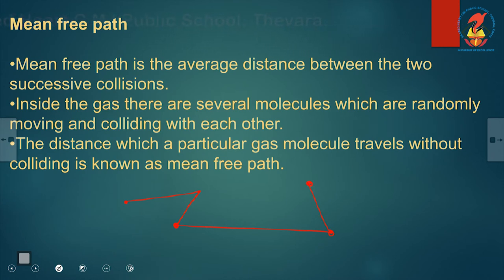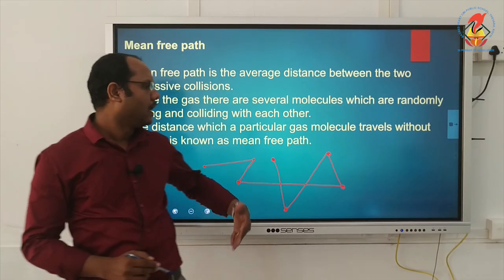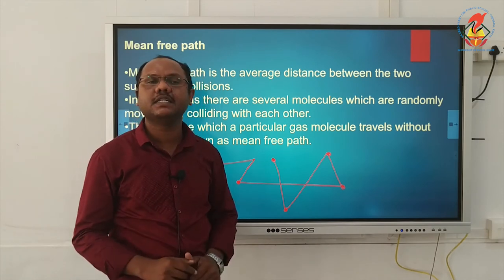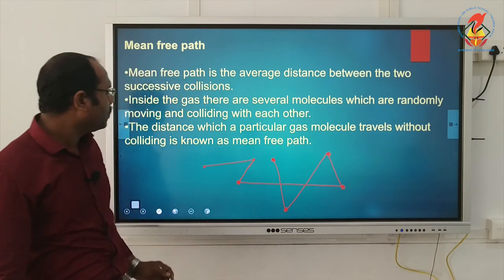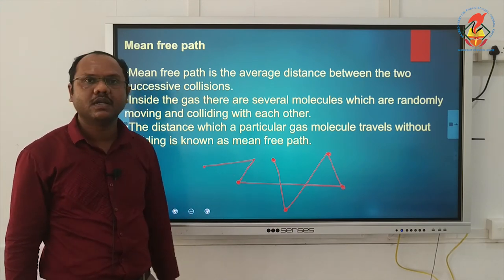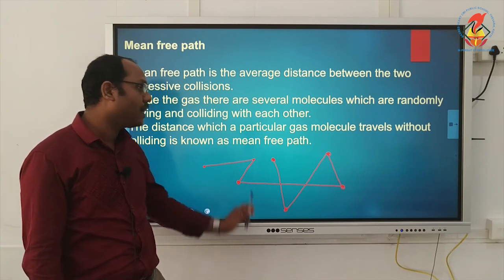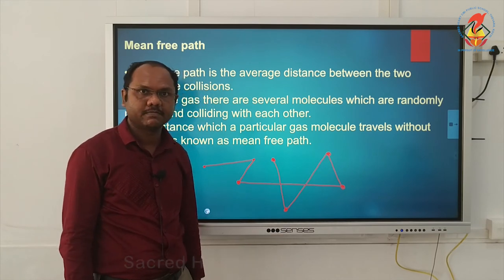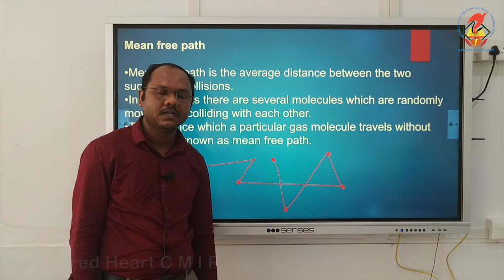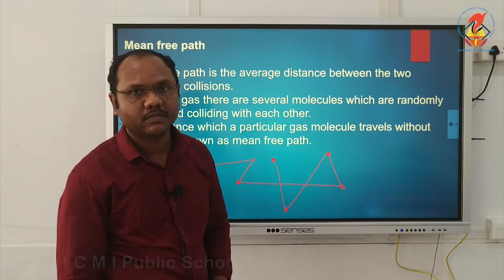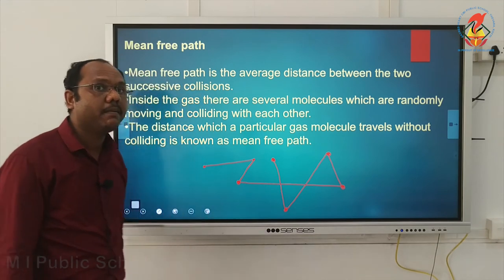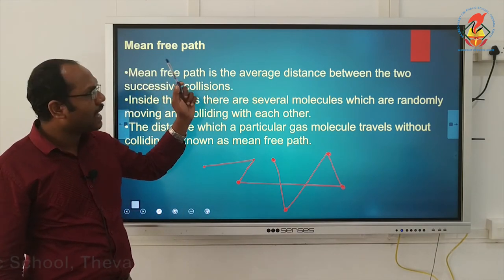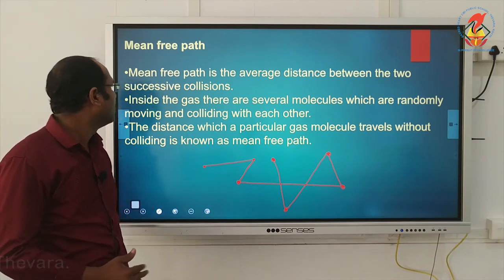Since the motion is random, sometimes collision occurs fast, sometimes collision occurs after some distance. So the distance between two collisions keeps on changing. So the path traveled by the molecule in each collision will be a straight line, and that path is called free path. And you can see this free path is different for different collisions. Sometimes the path is short, sometimes the path is big. So if we take the average of all these, that is called mean free path. So mean free path is the average distance between two successive collisions.